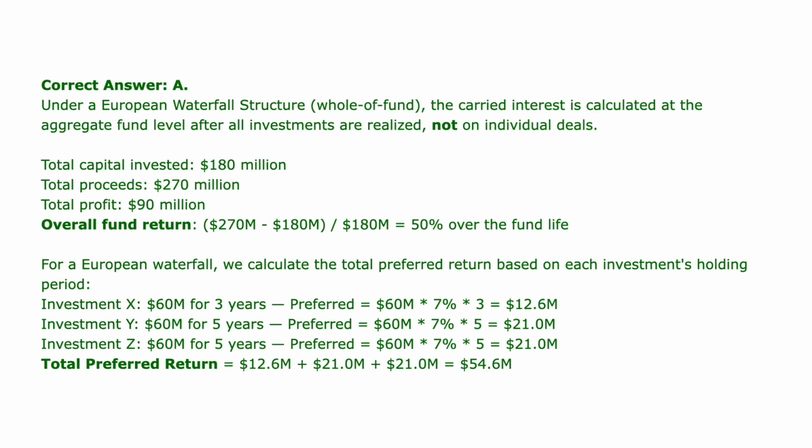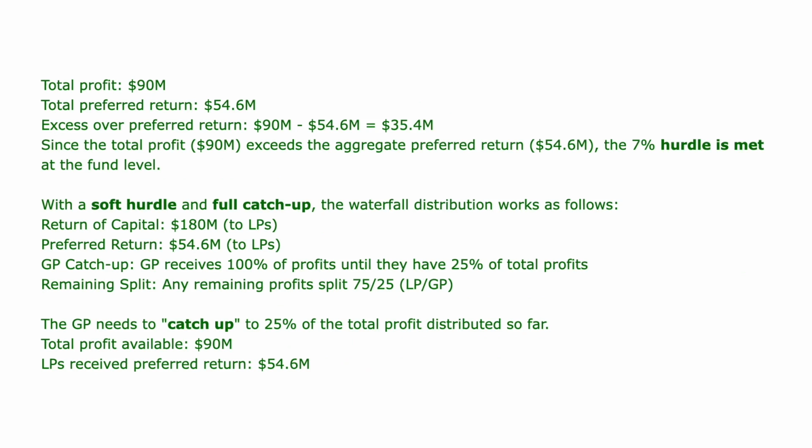In a European waterfall, carried interest is calculated at the whole fund level, not per deal. Preferred return is aggregated across all investments, $54.6 million total. Total profit, $90 million, exceeds aggregate preferred return, $54.6 million. So the hurdle is met at the fund level. This unlocks GP's entitlement to carry under the soft hurdle structure.